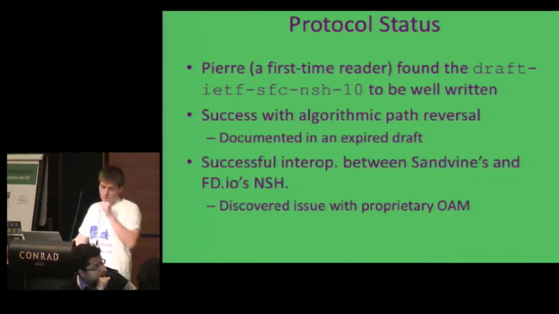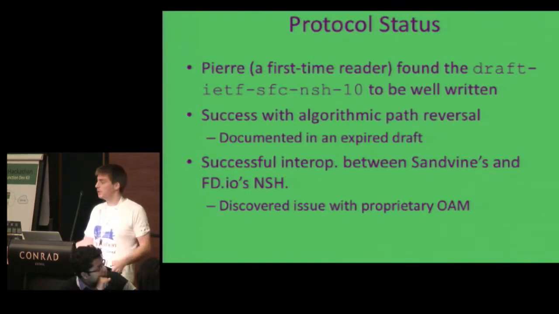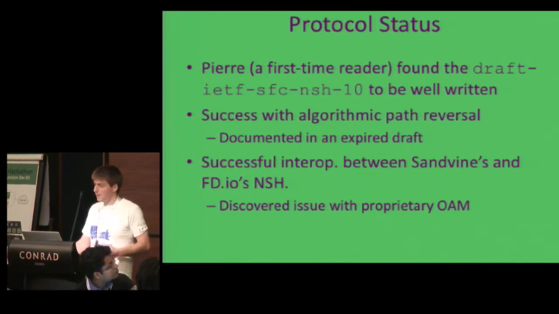One of the things we did for reversing packets was we used an expired draft, which talked about algorithmic path reversal. So basically, it is just an algorithm based on the service path to figure out how to inject it backwards without much or any control plane interaction, without any metadata carried in the packet. So it makes it really simple and easy to support functions that require reversing the path. So we're thinking that we pretty much proved that it worked pretty well. It might be worth reviving the draft or revisiting it, and dealing with any comments that had come out of it.